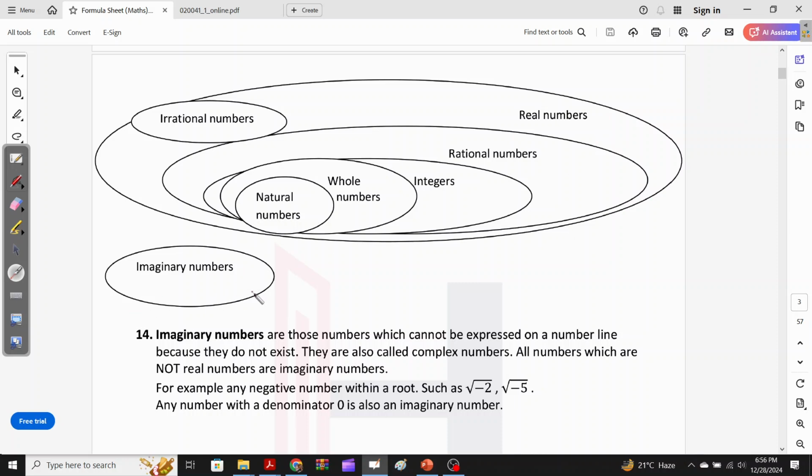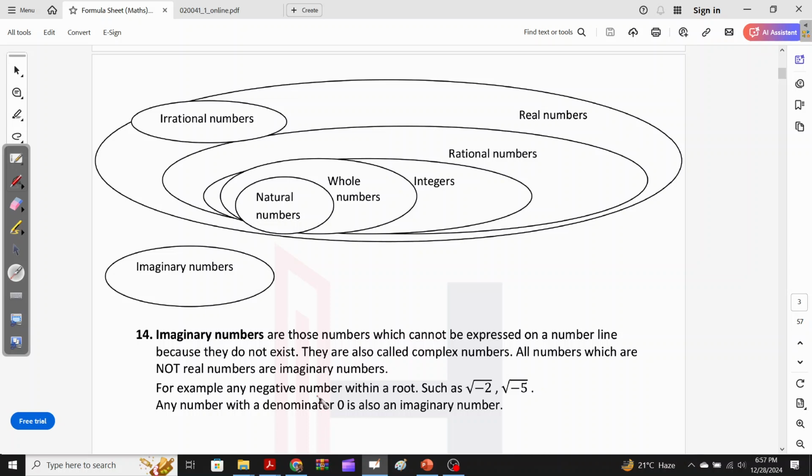And then you have another category of numbers which is called imaginary numbers. Imaginary numbers are those numbers which cannot be expressed on a number line. Any number line we have, we cannot express them on it because they are not present, they do not exist. They have no presence. They are also called complex numbers. So imaginary numbers could be given another name, complex numbers. So all numbers which are not real numbers are imaginary numbers.